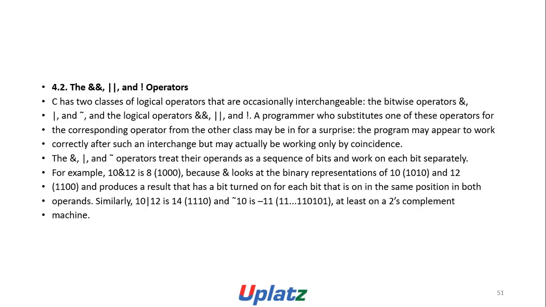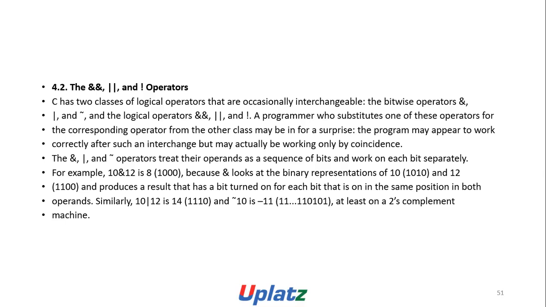The &, |, and ~ operators and the &&, ||, and ! operators are two classes of logical operators that are occasionally interchangeable. The bitwise operators are &, |, and ~. The logical operators are &&, ||, and !. A programmer who substitutes one of these operators for the corresponding operator of the other class may be in for a surprise. The program may appear to work correctly after such an interchange, but may actually be working only by coincidence. The &, |, and ~ operators treat their operands as a sequence of bits and work on each bit separately.